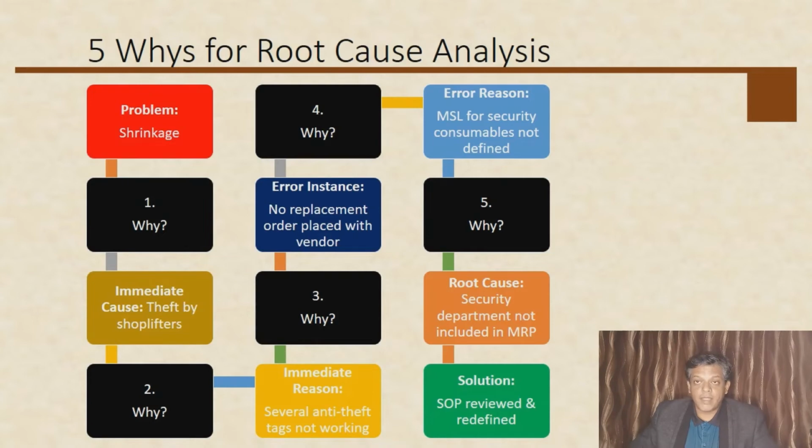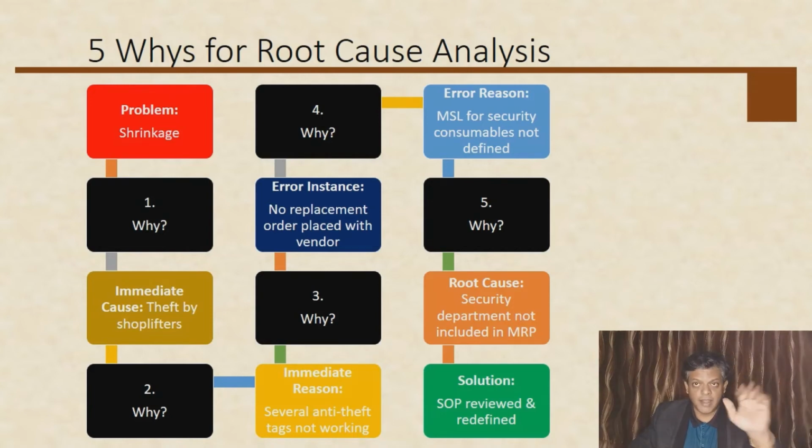Now, in general, one would stop at this why and say, okay, let's quickly place a replacement order, get new anti-theft tags, and the problem is solved. But no, we have still not arrived at the root cause. So they go ahead and ask a fourth why, which leads them to the reason for this particular error. The minimum stock levels for security consumables have not been defined, and once they arrive at this reason, that means there is some issue in their process itself. It's not a one-of-a-kind error or mistake that has occurred.